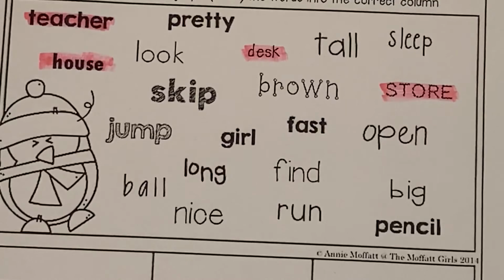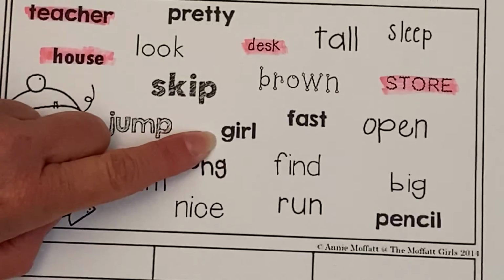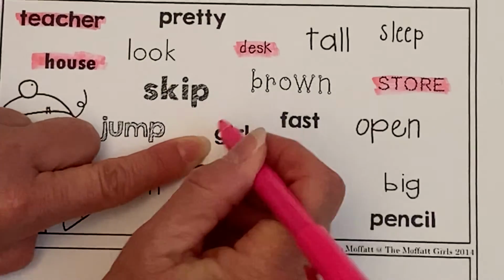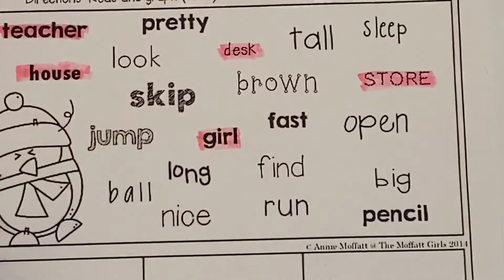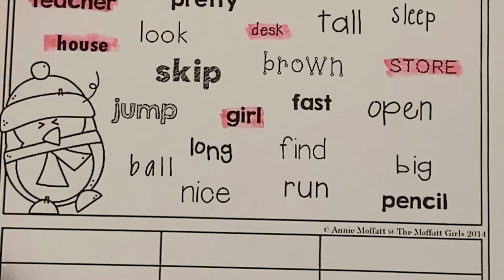All right, I think there are 2 more nouns. I'm going to see if you can find the noun, and I'm going to give you a hint. It's a person. See if you can find the word on there that is a person. Did you find it? If you did, thumbs up for you. The word girl is a noun. It's a person.